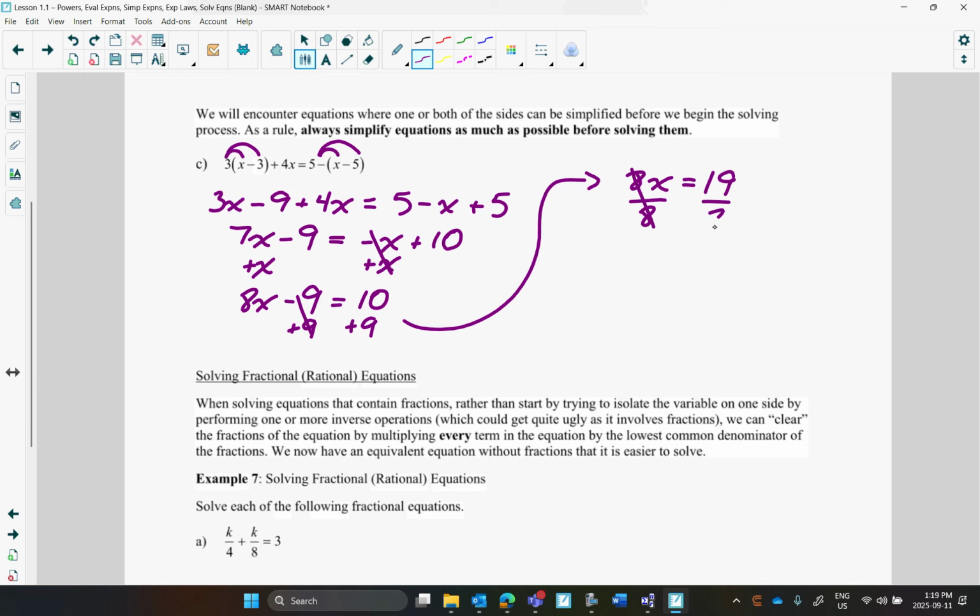Divide both sides by 8 to get x by itself. What do I do with 19 divided by 8? Just leave it, right? If you can't divide it cleanly, leave it as a fraction. Just make sure it's reduced. Well, I can't reduce this, so we're done.